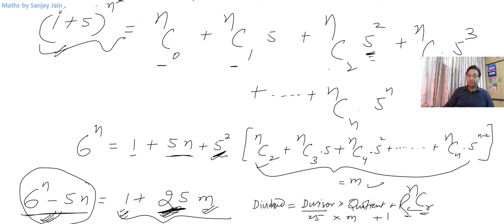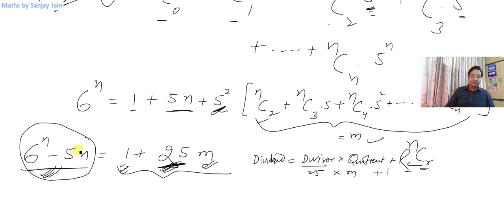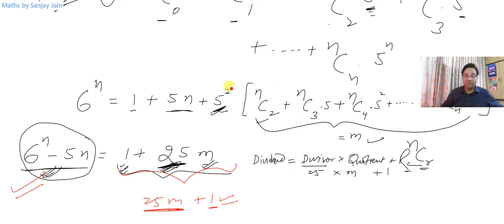Or the other way to think about it can be, if we look only at the right hand side, that is this term, what is this? 25m plus 1. So it has got two terms. This term is completely divisible by 25. So the remainder that I am going to get is 1. So if I divide this with 25, I will get remainder 1. And this is what we have proved using the binomial expansion.